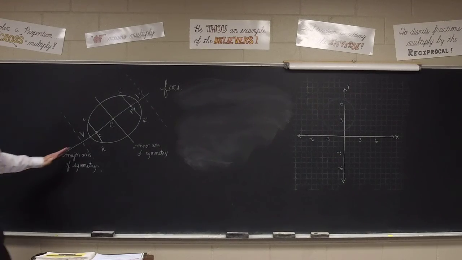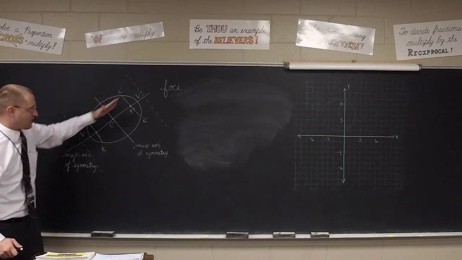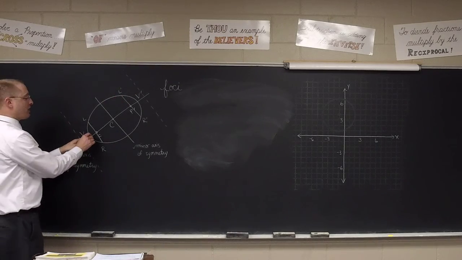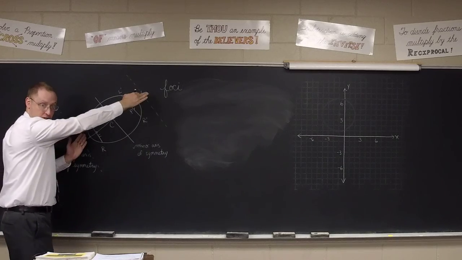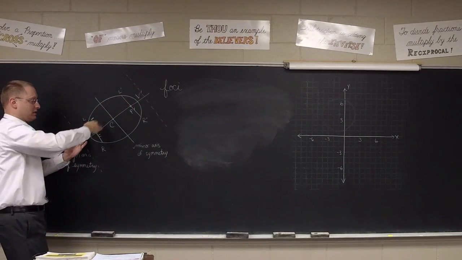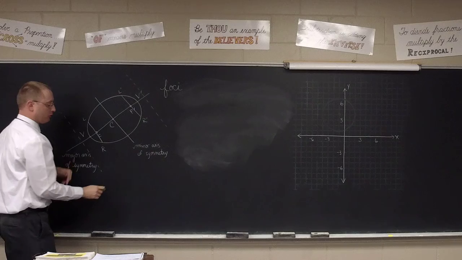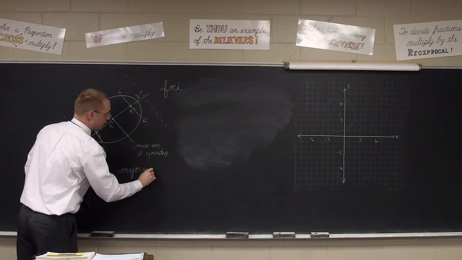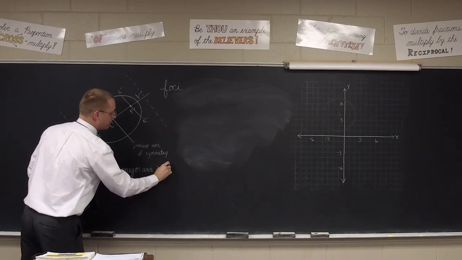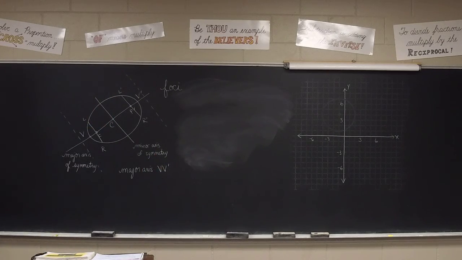Now, the major axis of symmetry is this axis, but specifically, the length from V to V prime, we'd say the length or the height, depending on the way it's oriented, of the ellipse is actually referred to as the major axis itself. The major axis goes from V to V prime.